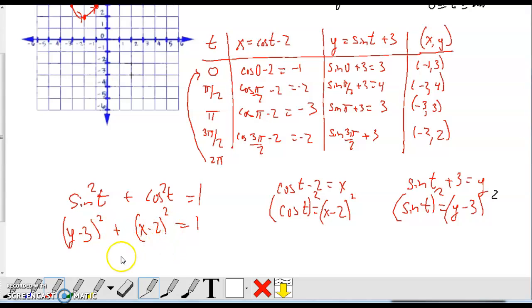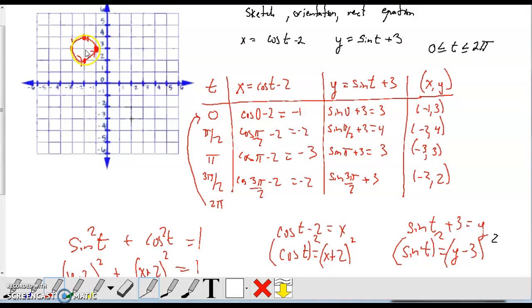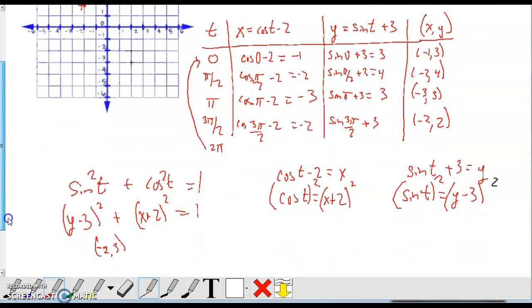So technically our center, if we're nitpicky, is, sorry, this is supposed to be plus 2, so the center is -2 comma 3, and -2 comma 3 is right here. And again, we go up 1, we go down 1, we go right 1, we go left 1 because the radius is 1. So again, we can recognize that this is a circle. If you didn't know that it was a circle, no big deal. But we can get at least this far. So that's the biggest thing.